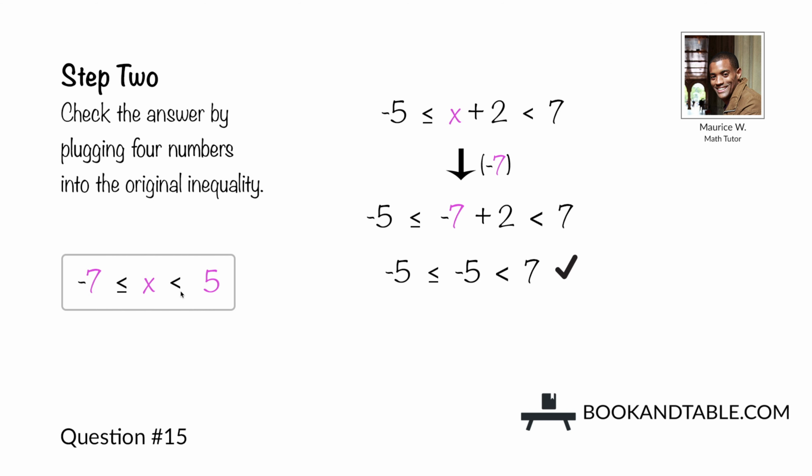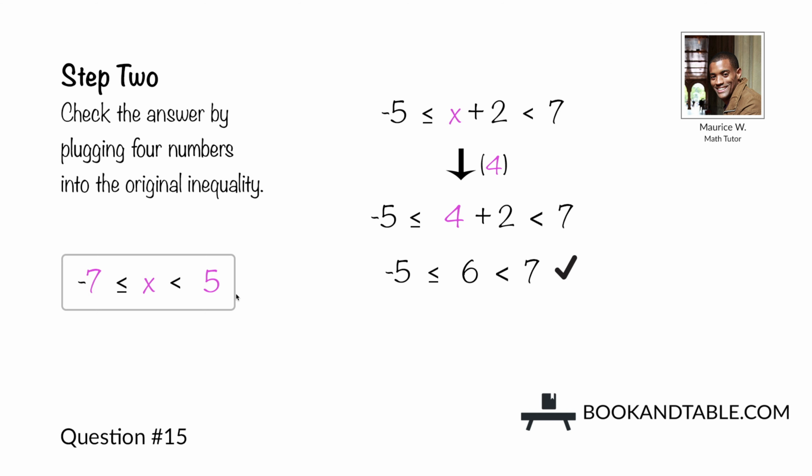Let's now test this end by plugging a number that should work, which would be positive 4. It's on the inside of this set. And then plug in positive 5, which should not work, since x cannot equal 5. So when we plug in 4, we wind up with 4 plus 2, which gives us 6 in the middle, leaving us with the true statement. Negative 5 is less than or equal to 6, true. And 6 is less than 7, which is also true.